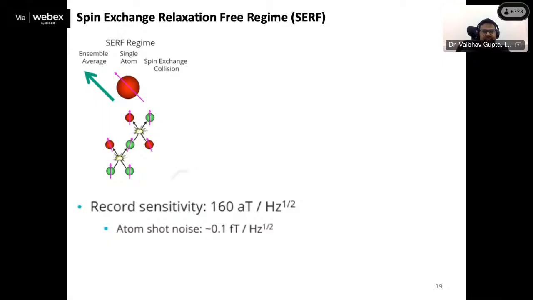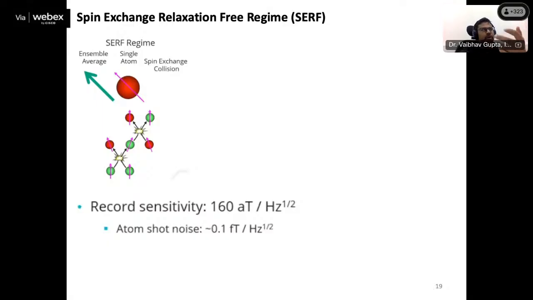Now by doing that in this regime, they have claimed a very high sensitivity, which is roughly 160 attotesla, meaning 10 to the power minus 18 tesla. That is the record up to now, the minimum magnetic field which has been captured or measured. And as you know, in all these quantum systems, because spin is also quantized.